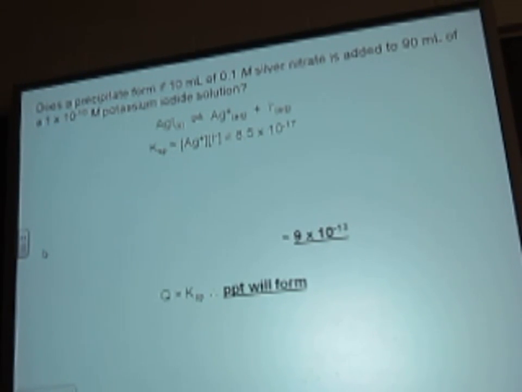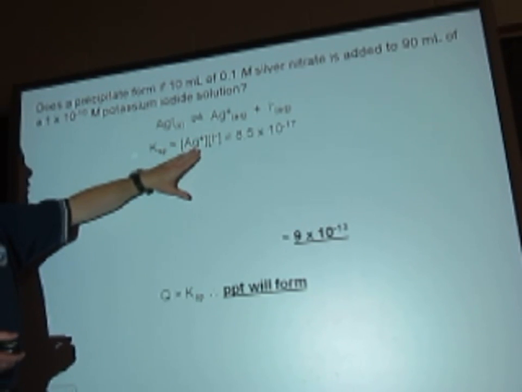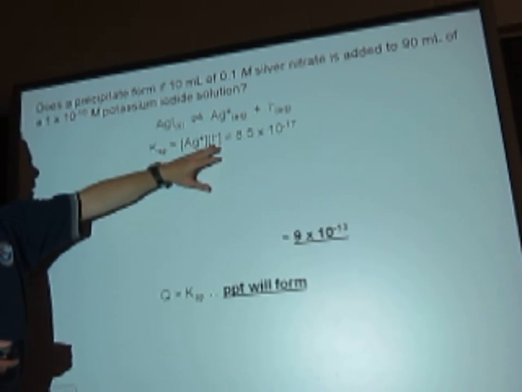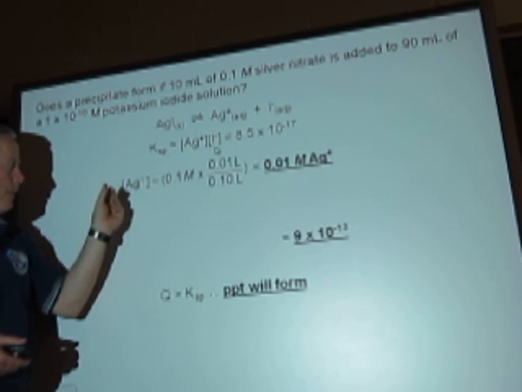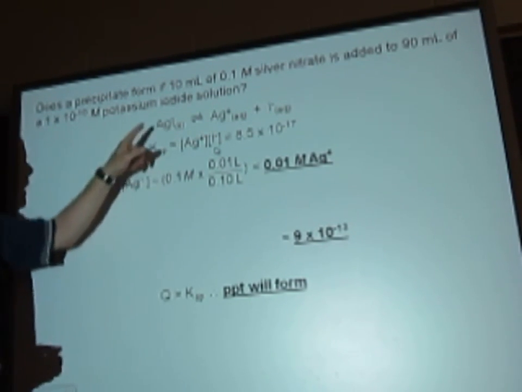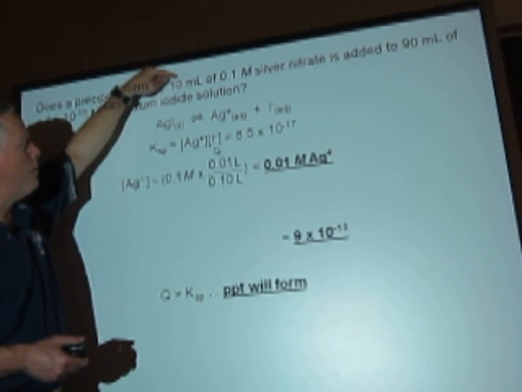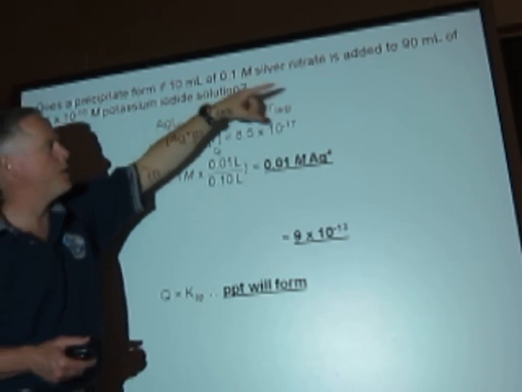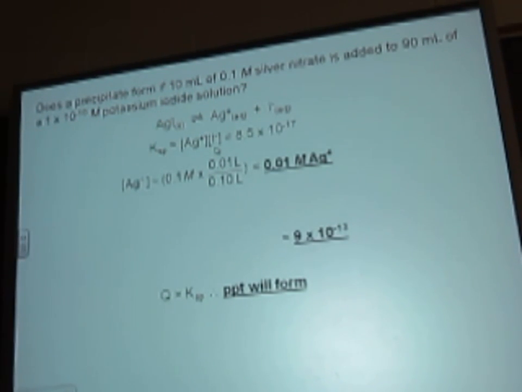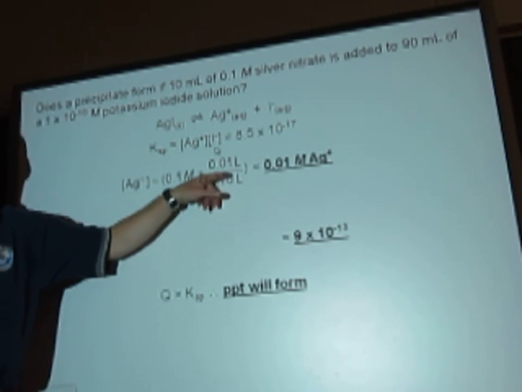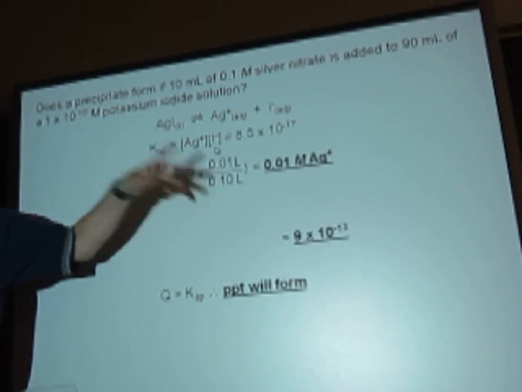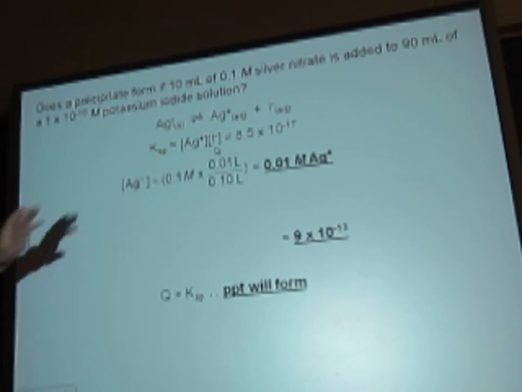So, in order to calculate Q, I need to know the concentration of silver, and I need to know the concentration of iodine. So we'll deal with silver first. Silver concentration: I take the old concentration of silver, multiply that by its old volume, divided by the total volume, because 10 plus 90 is 100 mL. The good thing is you don't have to convert to liters. This is a ratio, it doesn't matter. So you can leave it at 10 mL over 100 mL, or 0.01 liters over 0.1 liters, doesn't matter. We get that concentration of silver.